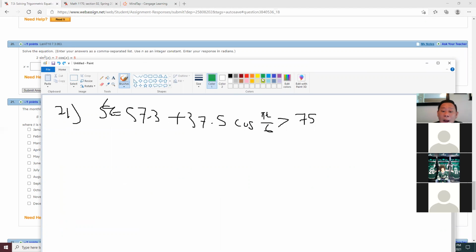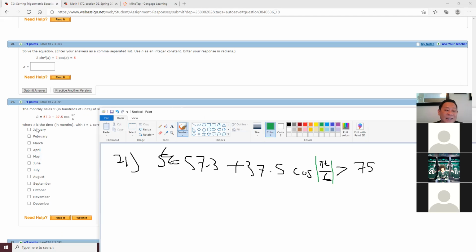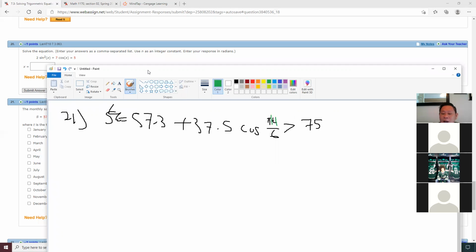Now, I need to put an absolute value over here, on the t. The reason why is because t is measured in time. Time cannot be negative, so I have to put absolute value for this case. So we solve like usual.